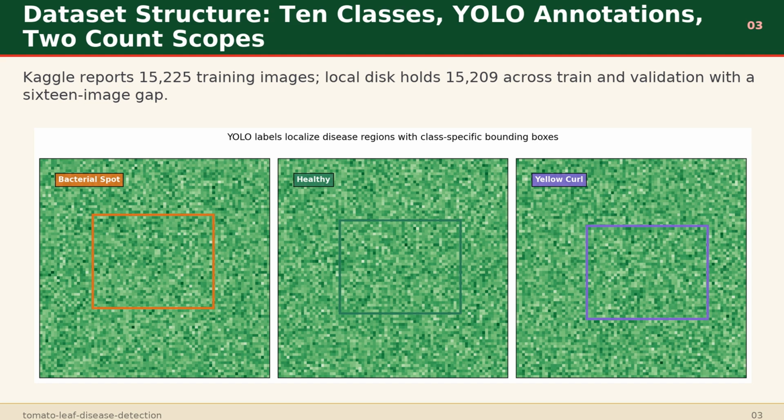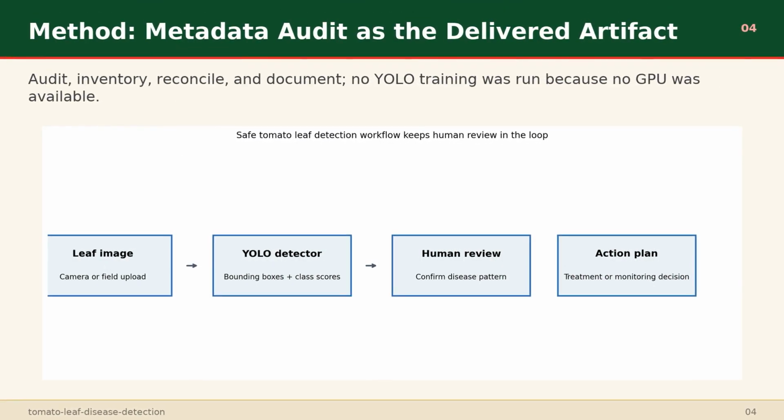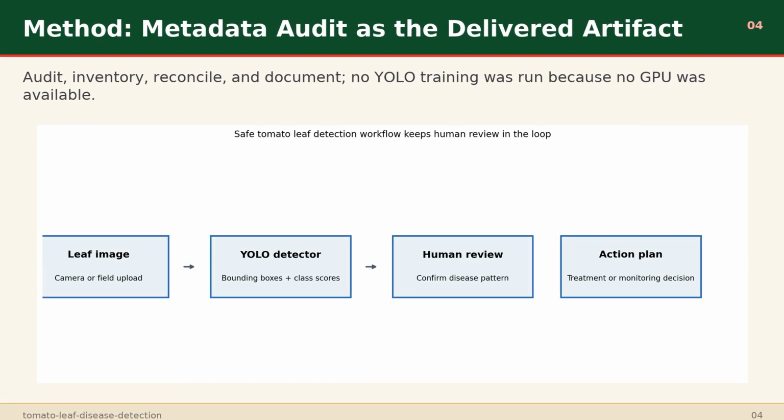I want to be direct about what this pass did and did not deliver, because scope honesty is the point of the artifact. The pass audited the Kaggle metadata, inventoried the local file system across both splits, parsed a representative sample of YOLO annotation files to confirm the coordinate format, generated class distribution and annotation density figures, reconciled the 16 image count discrepancy into a documented gap rather than a hidden one, and recorded the rationale behind each scope decision. Those are reproducible deliverables. A future engineer can verify independently against the repository.